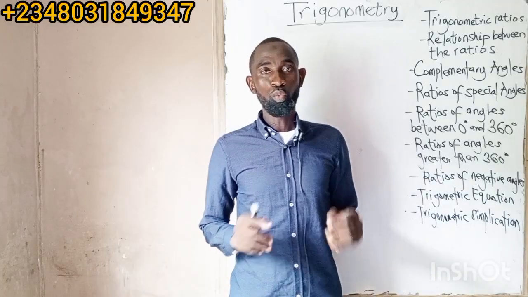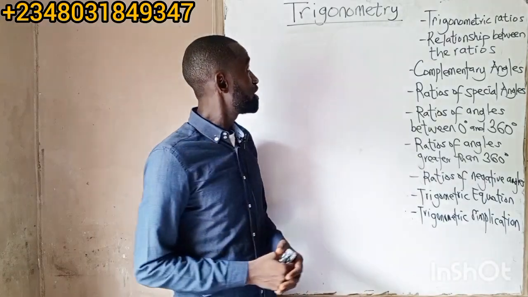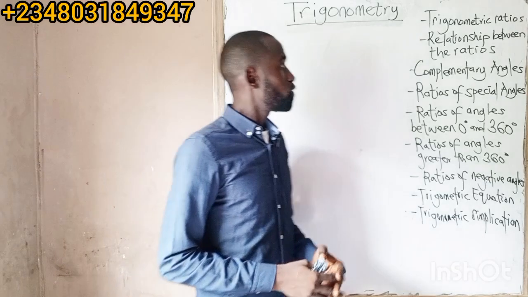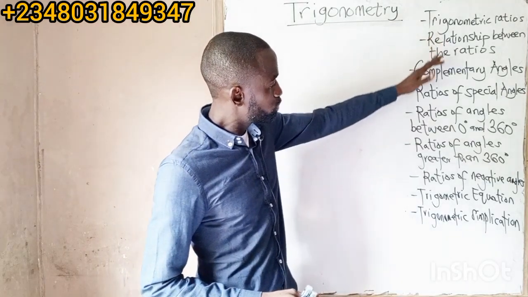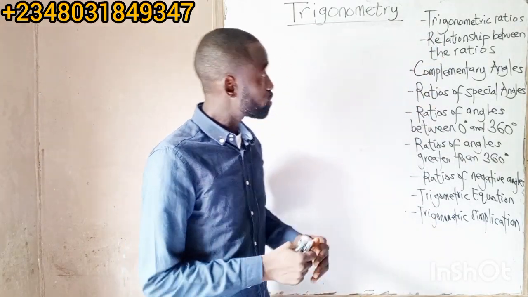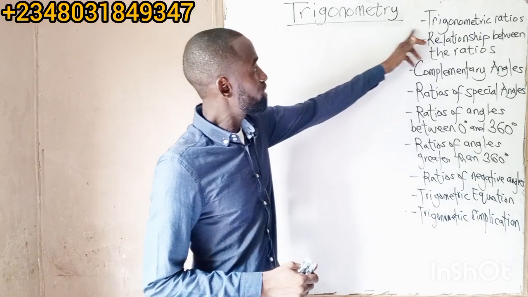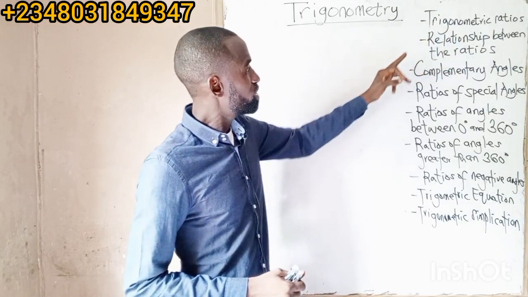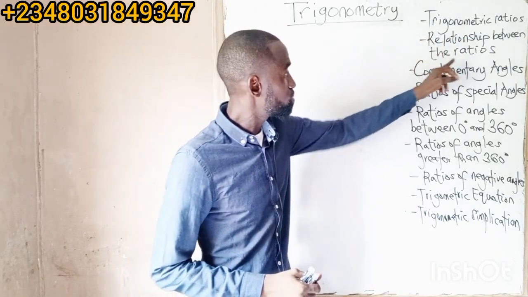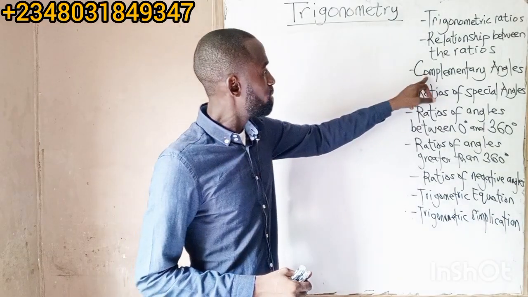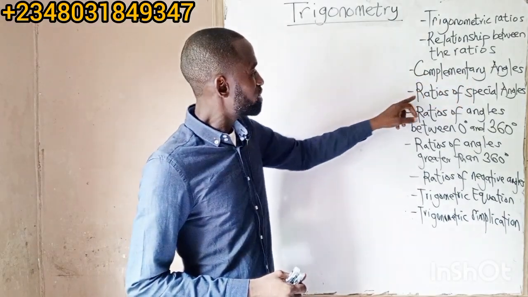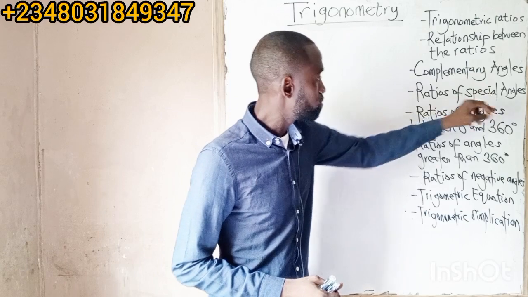Alright, in this video, we want to look at trigonometry. These are the things we're going to be doing under trigonometry. The first one is trigonometry ratios. Second one is relationship between the ratios. Third one is complementary angles. Fourth one is ratios of special angles.